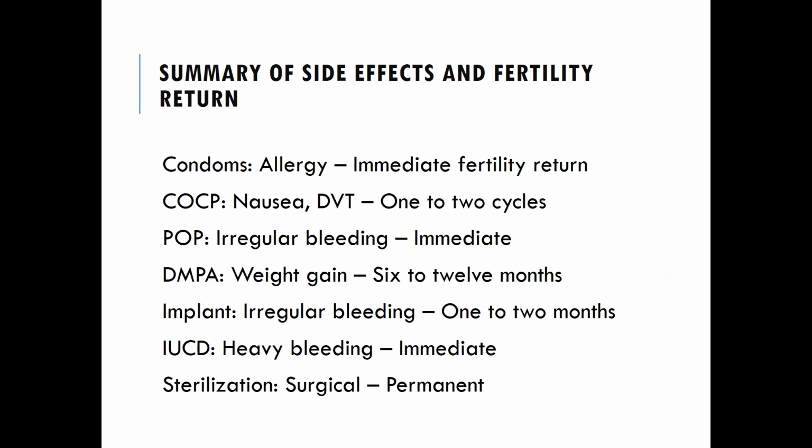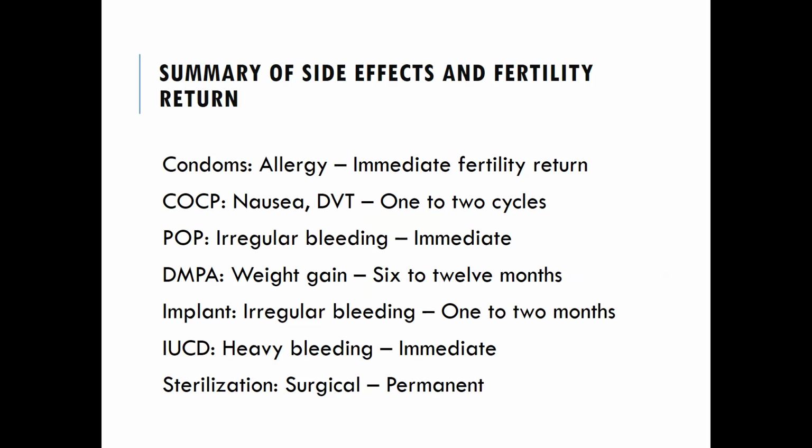This is the summary of the side effects and the return of the fertility time. In case of condoms, the major side effect is allergy, and the fertility returns immediately. In case of combined oral contraceptive pills, the major problem is nausea and deep venous thrombosis, and fertility returns after 1 to 2 cycles. In case of progesterone-only pills, irregular bleeding can occur, but the fertility returns immediately.